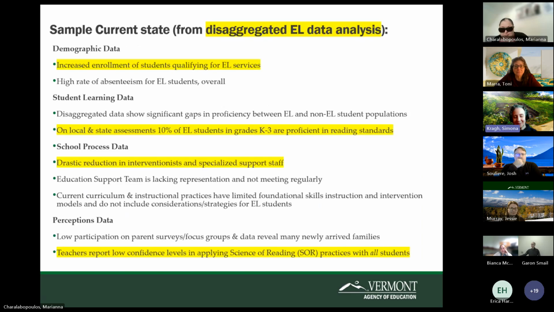Okay, and next is Tony. Thank you, Simona. So here's an example of how goals might be developed using disaggregated data analysis from the comprehensive needs assessment process. So in this example, disaggregated data for English learners reveals many potential needs across multiple data categories. So for example, student learning data shows significant gaps in proficiency between EL and non-EL student populations. And on the local and state assessments, only 10% of EL students in grades K-3 are proficient in reading standards. Next slide.